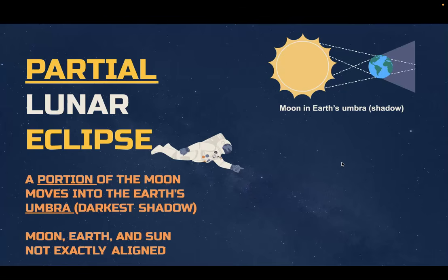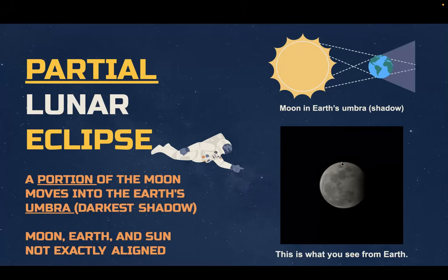This happens when the moon, the earth, and the sun are not exactly aligned. They're not perfectly aligned. And it's going to look like this from Earth. There's going to be a portion of the moon being covered by the Earth's shadow. So you can see on the right side of this moon, it's covered by the shadow.